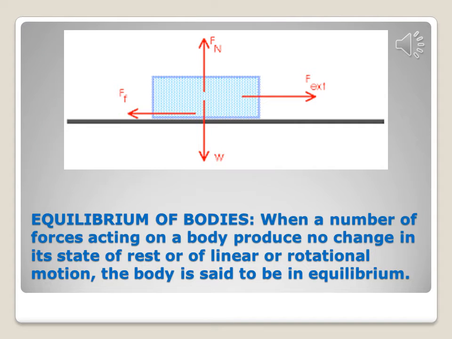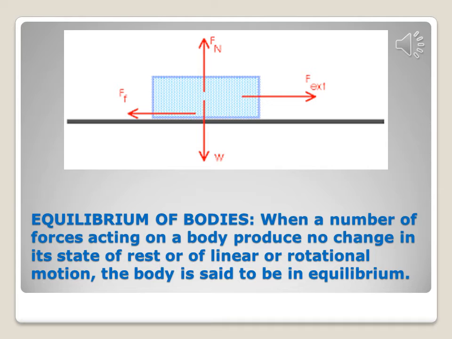Now we are going to talk about a new concept, equilibrium of bodies. So what do you mean by equilibrium of bodies? When a number of forces acting on a body produce no change in its state of rest or of linear or rotational motion, the body is said to be in equilibrium. We have already done that when a force acts on a body, it can produce translational motion if the body is free to move, or it can produce rotational motion if the body is fixed at a point.